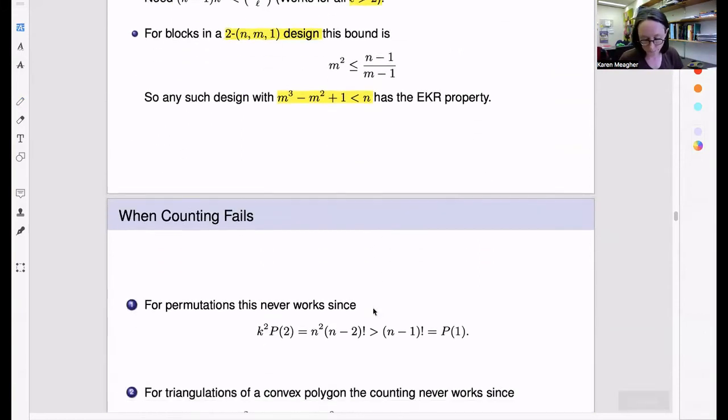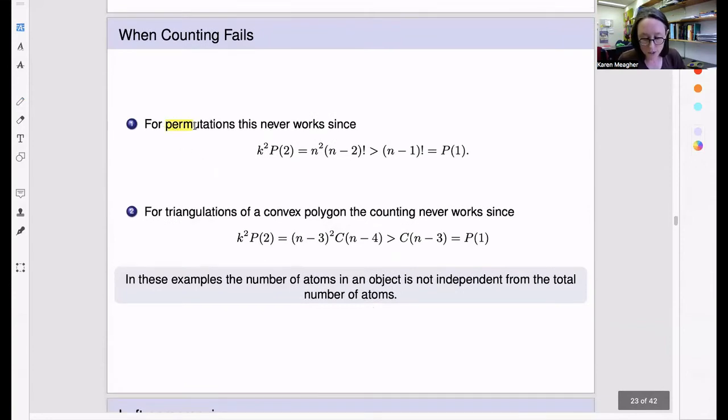But if I look at permutations, it's never going to work because the k and the n are tied together. The number of atoms in my object, my atoms are maps i to j, I'm going to have n of them. So I don't actually have two parameters, n and k, and I can't just drive up the n large relative to the k. So this is never going to work. Triangulations of a convex polygon, we have the same problem. It's never going to work. So it's sloppy, it's approximate, but it will give you an idea of what happens asymptotically without doing too much work.